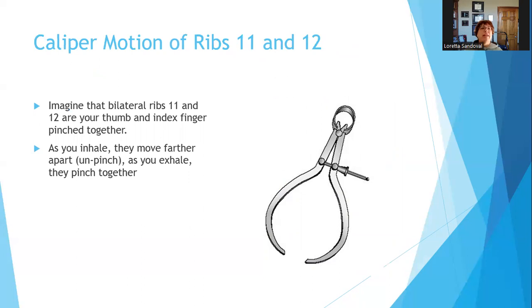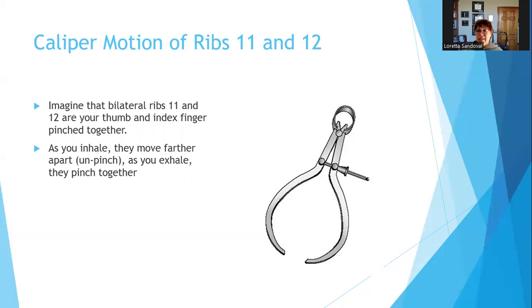You can imagine that the bilateral ribs 11 and 12 are your thumb and index finger pinching together. As you inhale, they move farther apart, so you unpinch. As you exhale, they pinch together. So inhale, unpinch, exhale, pinch together. And because, like with your thumb and index finger or with a caliper, the two tips aren't touching, those are only ribs 11 and 12, those ribs that aren't attaching to the sternum. So 11 and 12 do the caliper motion.